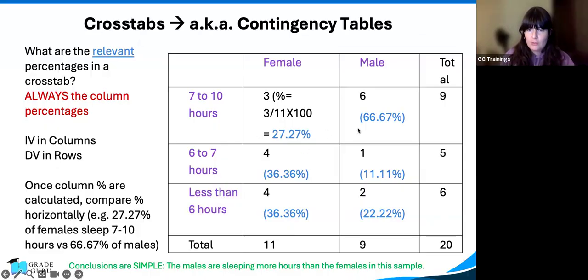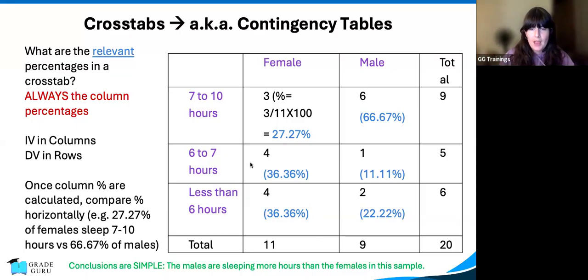Okay, once you have all of your percentages calculated in columns, then you start comparing horizontally. Okay, so what we're looking at here is, of those people who sleep 7 to 10 hours, right? 27.27% of the women sleep 7 to 10 hours, whereas 66.67% of the men sleep 7 to 10 hours. So the really obvious conclusion there is that the males are sleeping more than the females are.